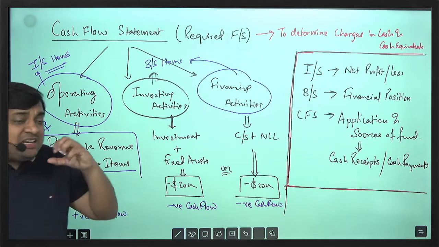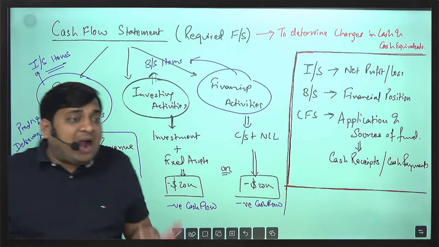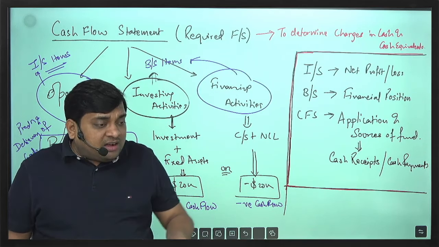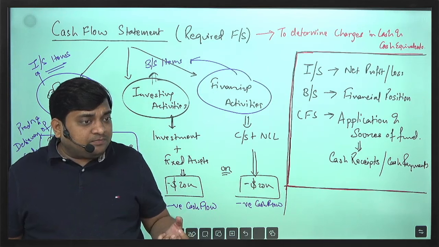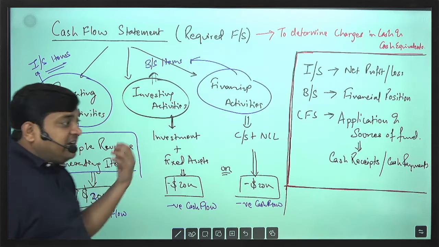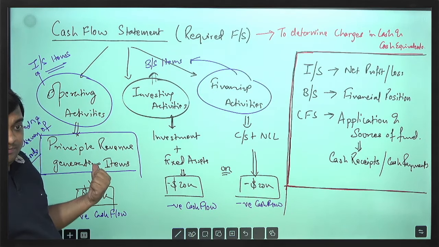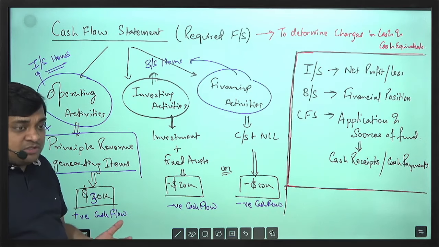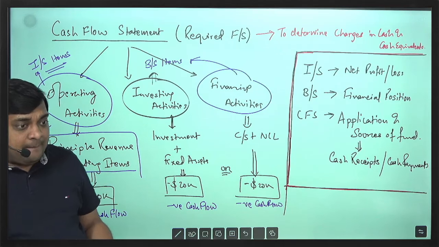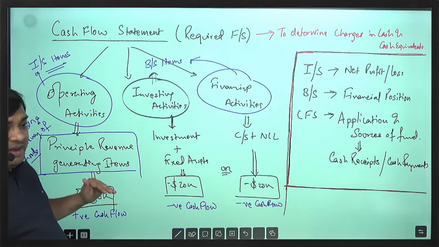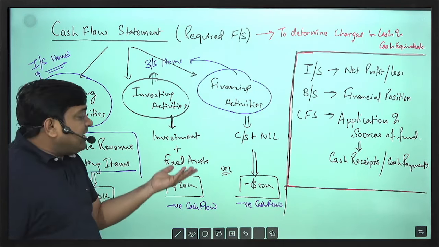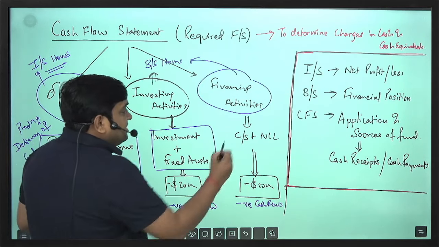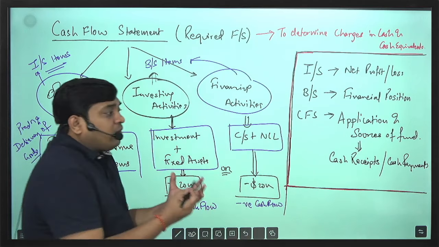So if it is related to my bread and butter, if it is related to my hard work, if it is related to my revenue generating items, this is what is generated during the year. Inflow, outflow related to purchase and sale of goods, payment of normal expenses, all this will come under operating activity. This is related to my investments. This is completely related to my investments. This is completely related to my financing, loan, borrowing, sources of fund.